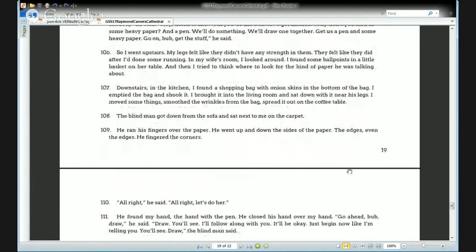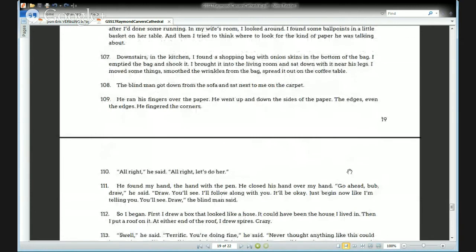Downstairs in the kitchen, I found a shopping bag with onion skins in the bottom of the bag. I emptied the bag and shook it. I brought it into the living room and sat down with it near his legs. I moved some things, smoothed the wrinkles from the bag, and spread it out on the coffee table.